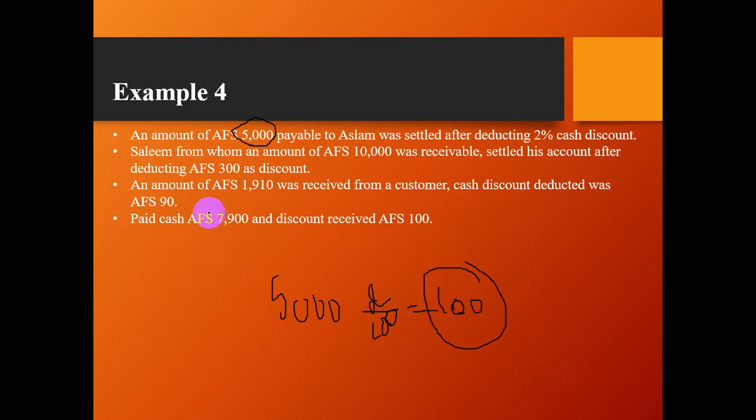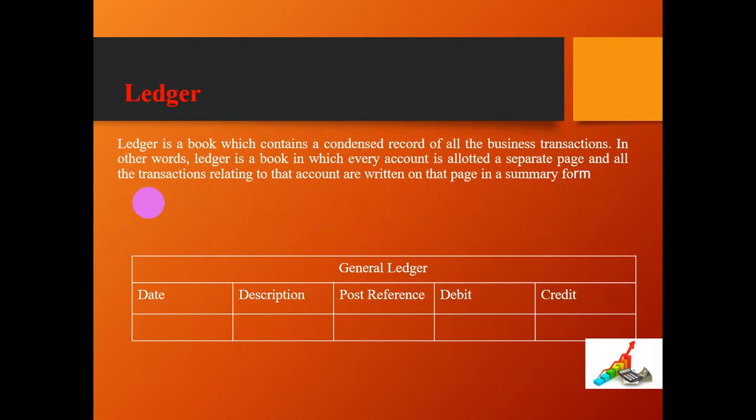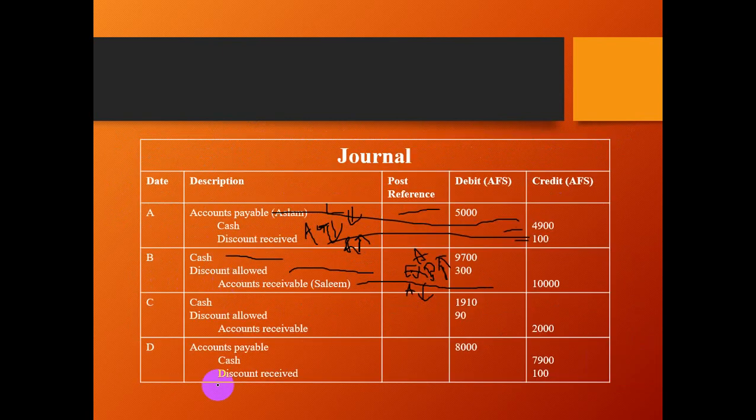The next one, not the last one. An amount of 1910 was received from a customer and a cash discount of 90 rupees was deducted. So it means I have received 1910 rupees, and I also gave him 90 rupees discount. So how do we keep the record of that? I am recording the cash, right? Cash received, how much? 1910 rupees. I am giving him a discount allowed, 90 rupees, right?